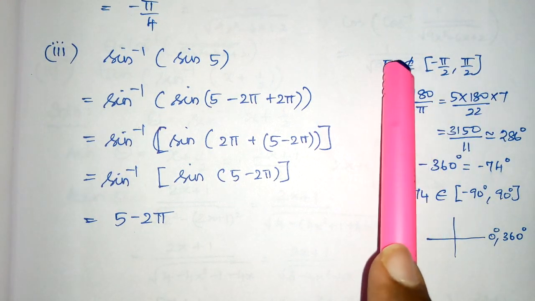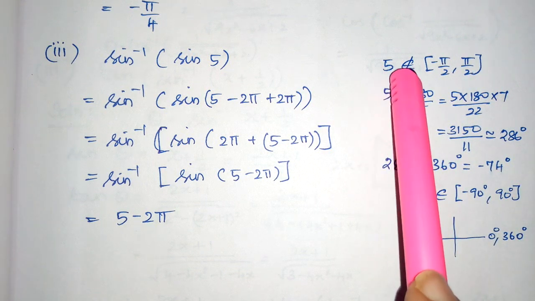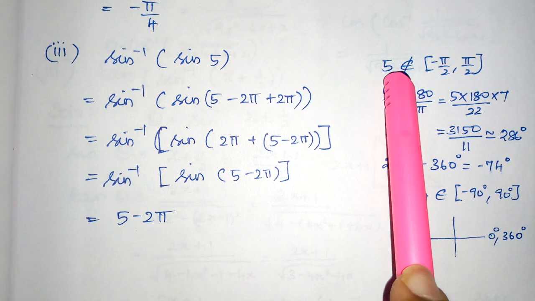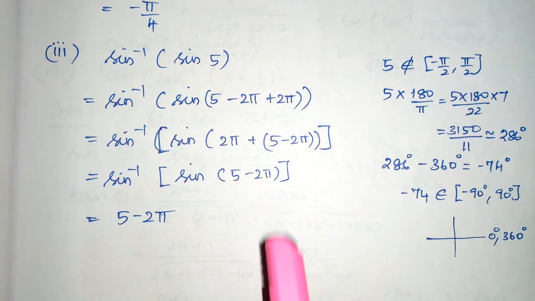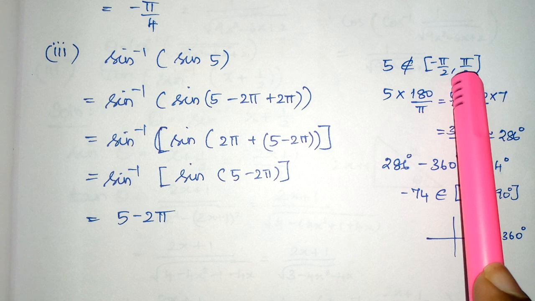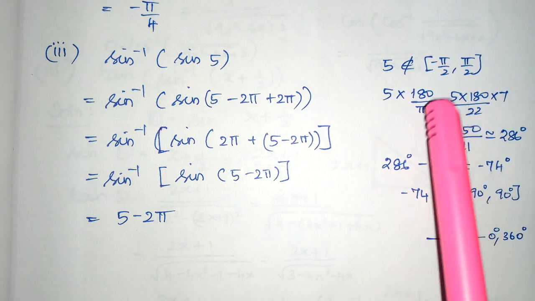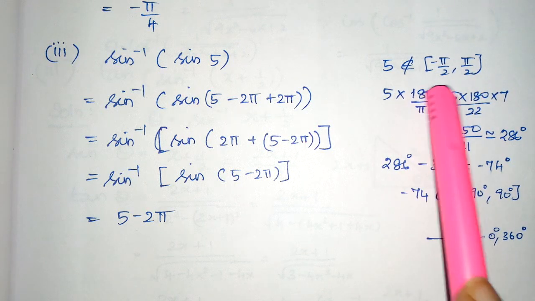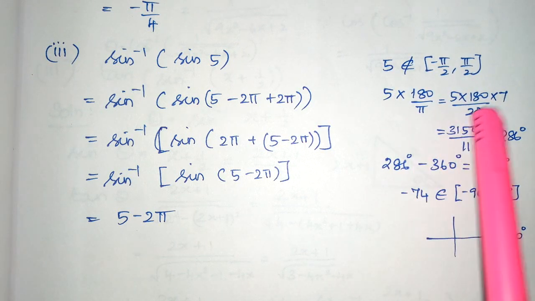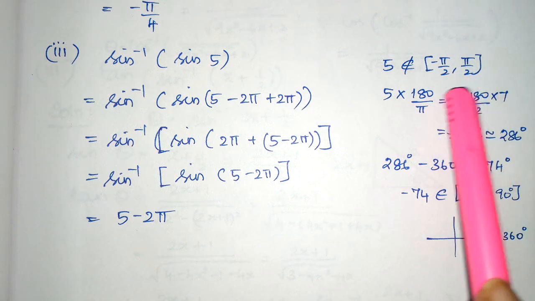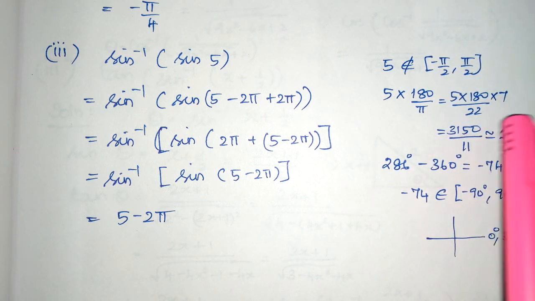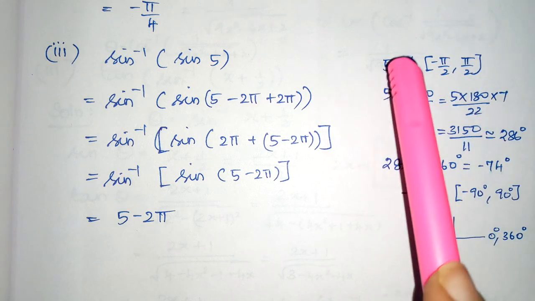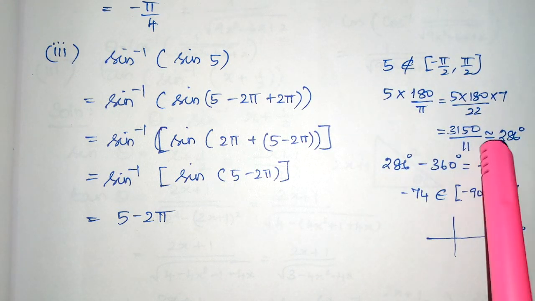I will explain how I am saying that. Now I have to convert this 5 into degree. That means 5 radian should be converted into degree for checking whether this belongs to this domain, right? So 5 into 180 by pi. This is the way to convert it. We learned it in 11th standard. So 5 into 180 by pi, and pi is 22 by 7, isn't it? Now multiplying, the numerator is 3150 divided by 11. So it is approximately 286 degrees. So 5 radian is approximately 286 degrees.